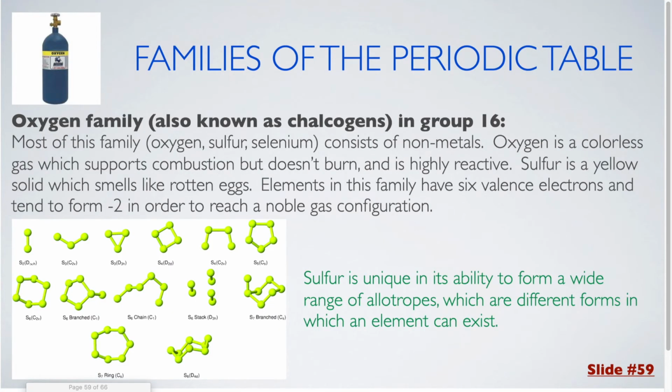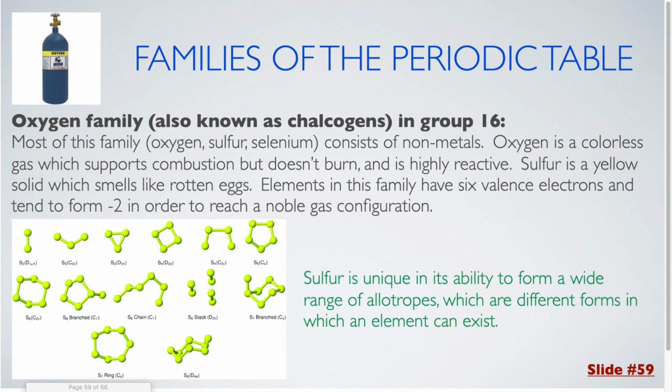The oxygen family, also known as the chalcogens, is in group 16. Most of this family, oxygen, sulfur, and selenium, consist of nonmetals. Oxygen is a colorless gas which supports combustion but doesn't burn, and is highly reactive. Sulfur is a yellow solid which smells like rotten eggs. Elements in this family have 6 valence electrons and tend to form a -2 charge in order to reach a noble gas configuration.